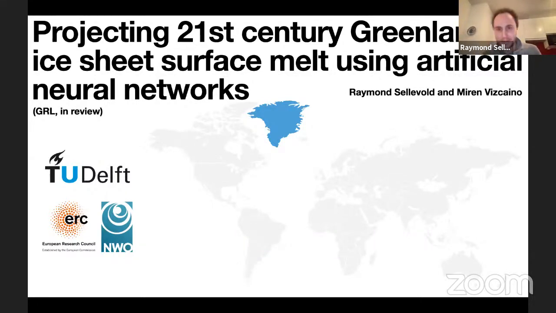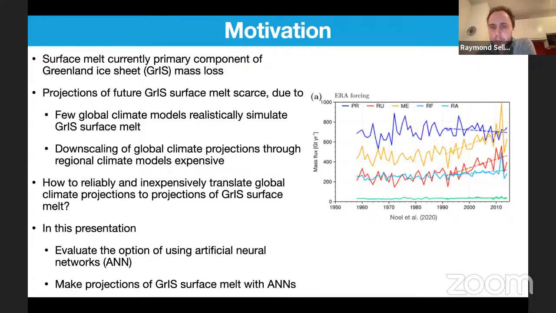Yes, so I will talk about a small project I did together with Miren, which is about projecting 21st century Greenland ice sheet surface melt using artificial neural networks. So the motivation behind this study is that surface melt is currently the primary component of Greenland ice sheet mass loss. Here is a plot from Noel et al. where you can see the melt in yellow is really going fast from the 1990s and increasing very fast.